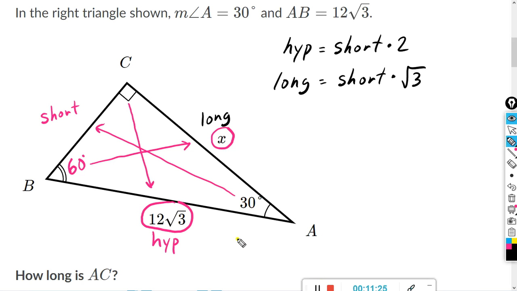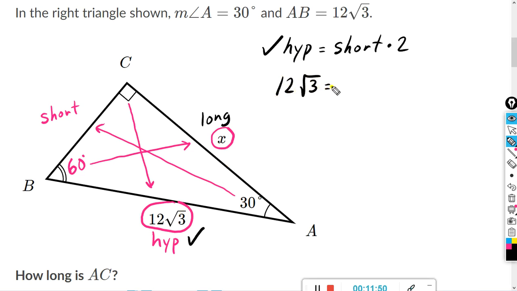Now, you really need to go with the side length that's given. They only give one side length. They gave the hypotenuse. So we need to use the formula with hypotenuse first. I'm going to erase this temporarily, and let's solve for the missing short leg. The hypotenuse is 12 radical 3. The short leg, we don't have it. We'll just call it short. And that's multiplied by 2.